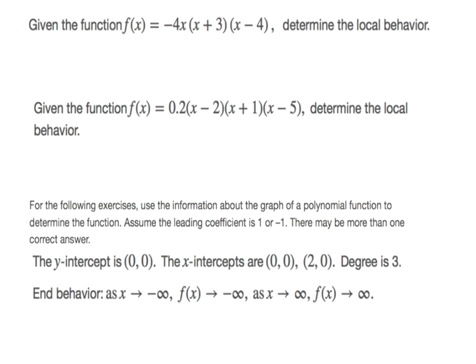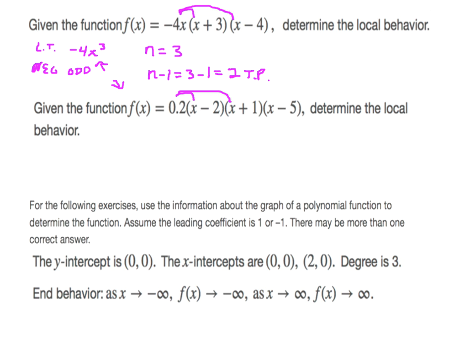Okay, given the function, without looking, determine the local behavior. Well, I need to find out what that leading term is. The leading term is negative 4x cubed. So this is a negative odd, which means rises left, falls right. My n is 3. n minus 1 is 3 minus 1, which is 2. So I have 2 turning points.